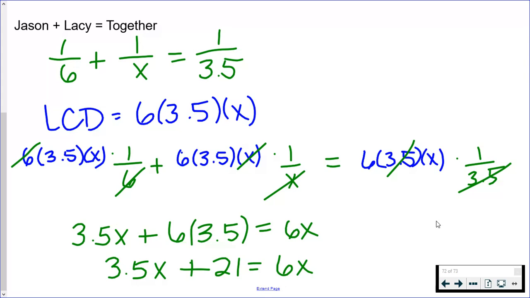And then it becomes simple algebra. So if you know algebra, you should be good. It's just the setup that people struggle with. But again, if you follow that formula I told you with the individual rates on one side and their rate together on the other, these really aren't too bad. So keeping what I have left, we've got 3.5x plus 6 times 3.5 is 21, and that's equal to 6x. If you know how to solve this, pause the video, solve it yourself.